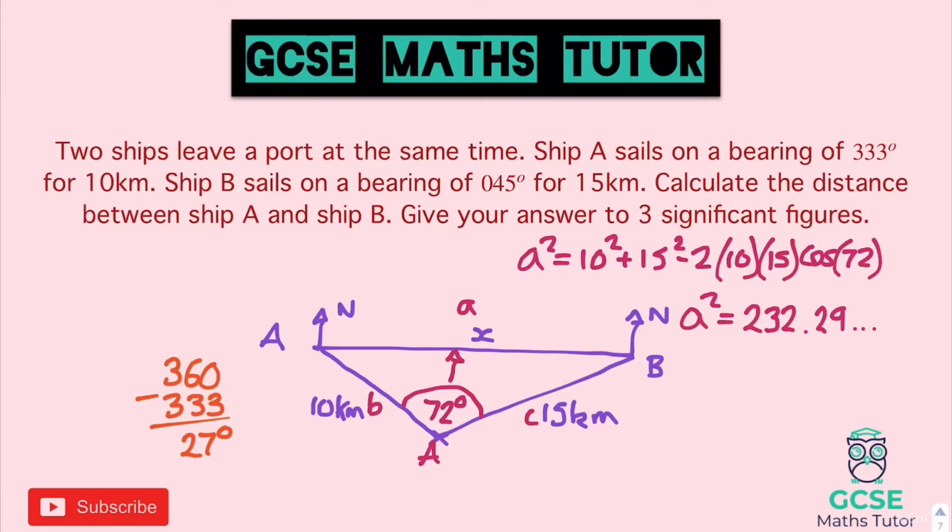So we'll square root our answer, and we get A equals 15.241, a few more decimals, but it wants it to 3 significant figures, so we'll chop that after our third significant figure there, which is the 2, and we get our value of A, which is going to be 15.2, and that's in kilometres. There we go, so 15.2 kilometres, and that is our final answer. Let's just highlight that, and there we go.